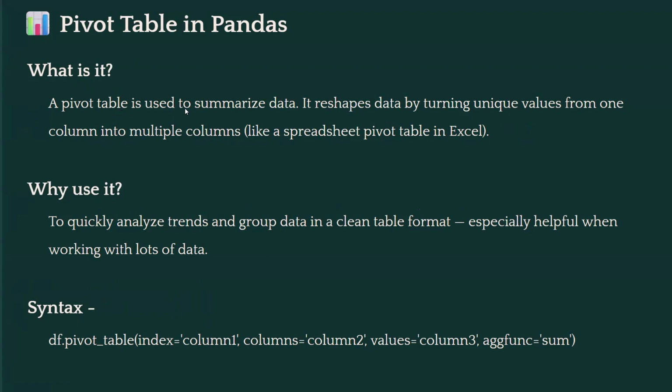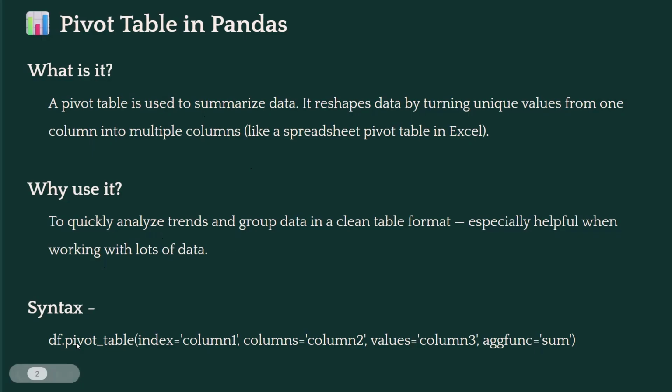A pivot table is used to summarize the data. It reshapes the data by turning unique values of one column into multiple columns, like pivot tables in Excel spreadsheets. Why do we use it? To quickly analyze trends and group data in a clean table format, especially helpful when working with lots of data. So we can group it easily and make a clean data table when you have a lot of data.